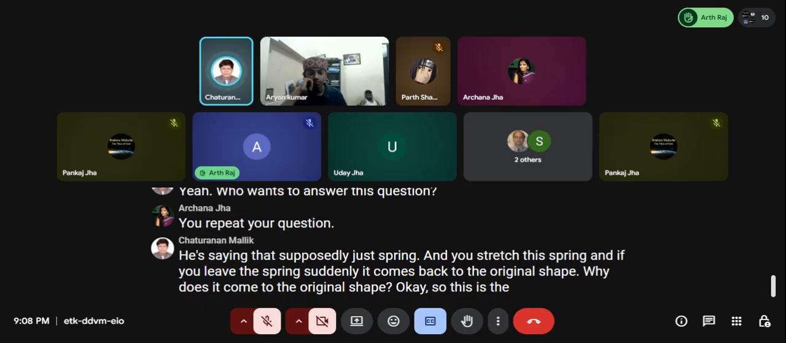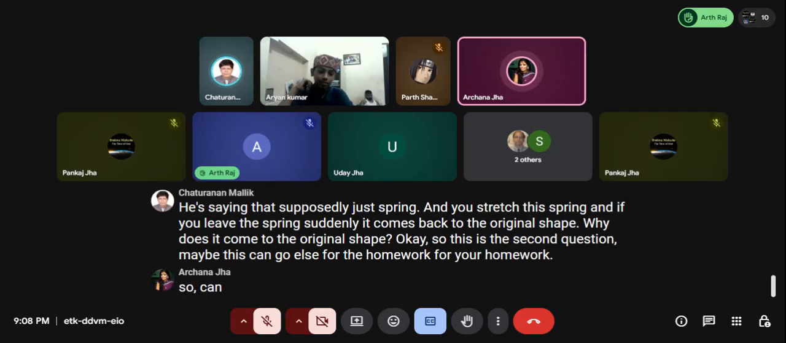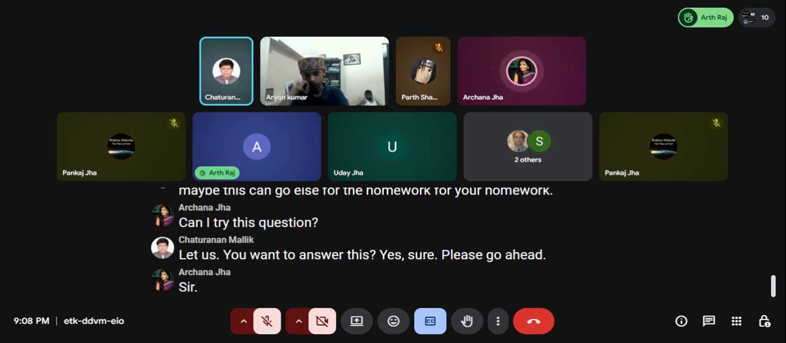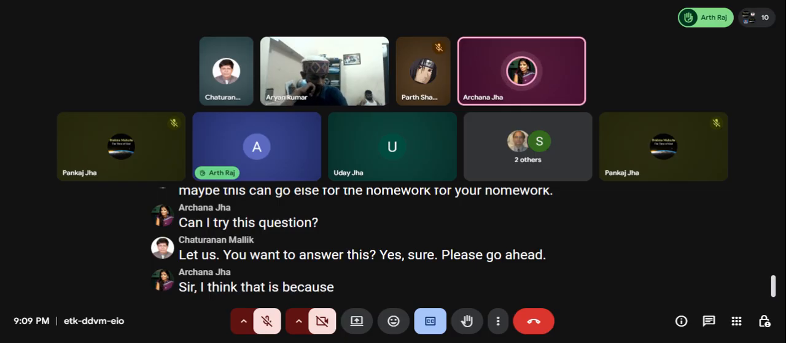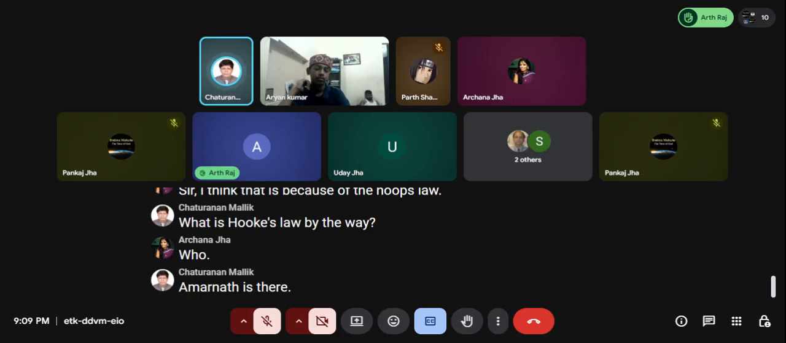Okay, so this is the second question. Maybe this can go as your homework. Sir, can I try this question? You want to answer this? Yes, sure. Please go ahead. Sir, I think that is because of Hooke's law. What is Hooke's law, by the way? Amarnath ji is there, you see. So that's a very engineering concept, Hooke's law.